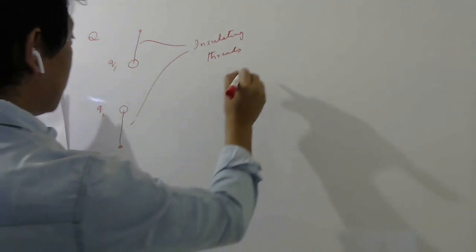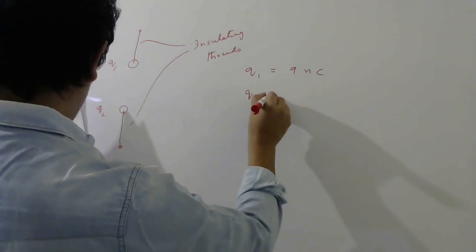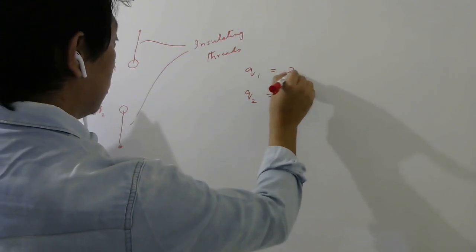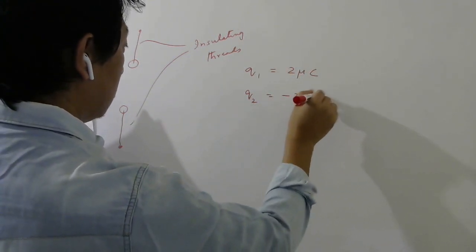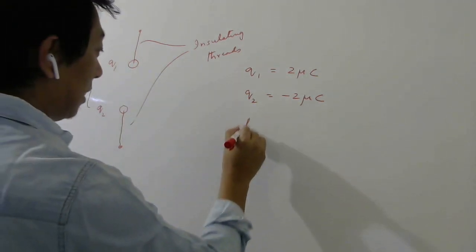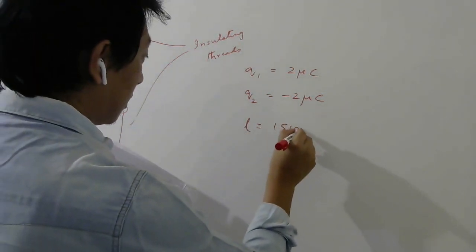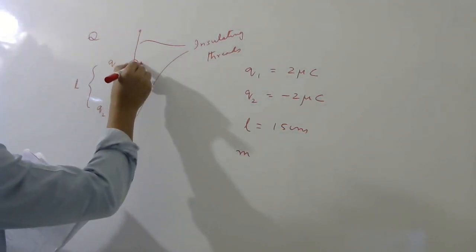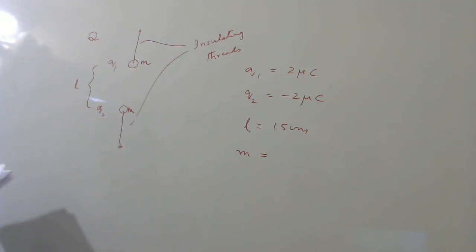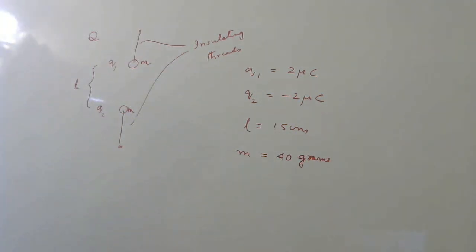And the values of the charges are given. Q1 is given 2 microcoulomb. Q2 is given minus 2 microcoulomb. And this separation right now is L, and L is given 15 centimeter. The mass of both the balls is the same, and the mass is given as 40 grams. Question is, listen to the question.